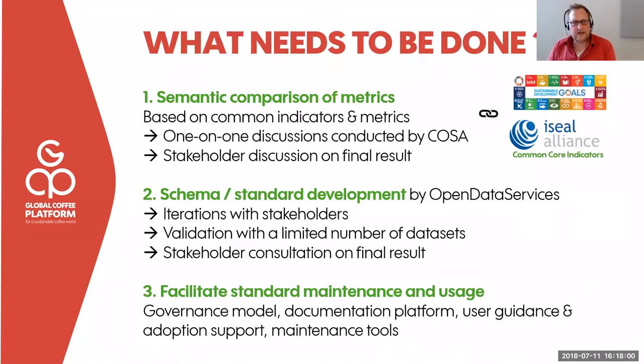So coming to the actual activities, I've touched upon some of them already. Three major parts are there. So first of all, we are doing a semantic comparison of metrics. This is work that COSA will do or is doing, and Daniele will, after this slide, kindly present the COSA approach on that. In a nutshell, we're using the common indicators as a starting point and then conduct one-on-one discussion and have them operationalized.